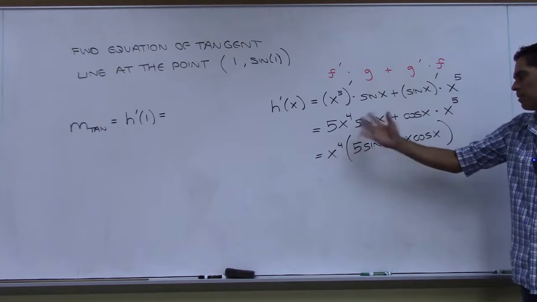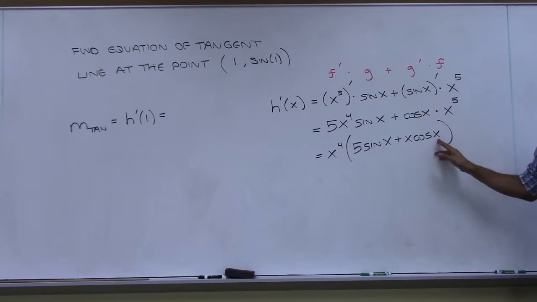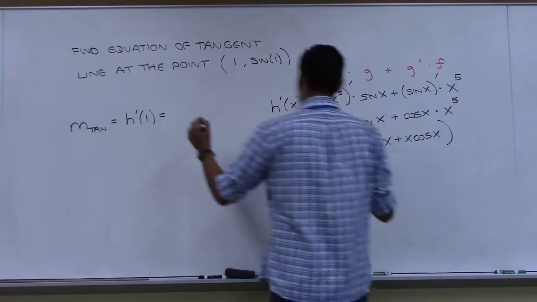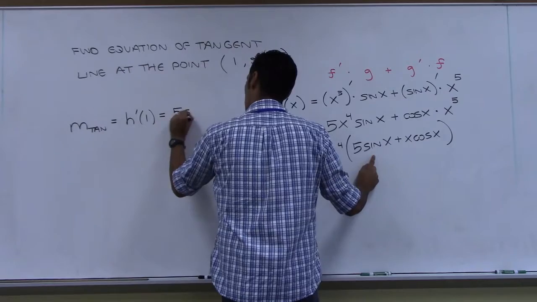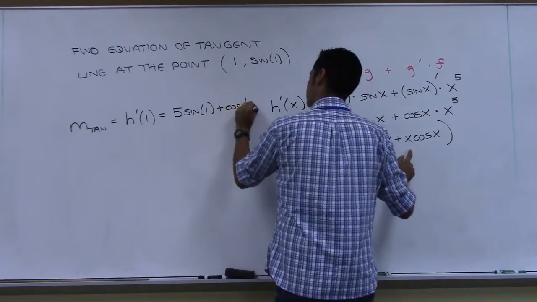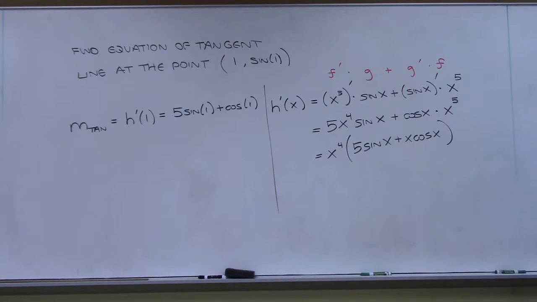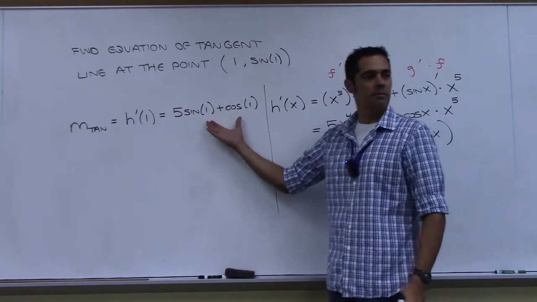So you get 1 to the 4th, that's 1, sine of 1, plus 1 times cosine of 1. This is going to be 5 sine of 1 plus cosine of 1. And see, it's not a nice number that you're going to be able to figure out. You can get your calculator out, but okay. But this is a number, isn't it?